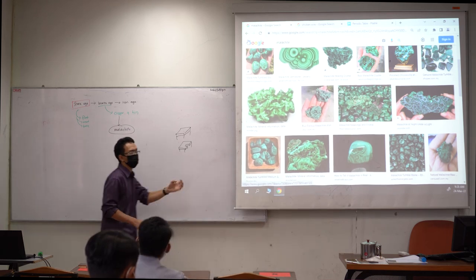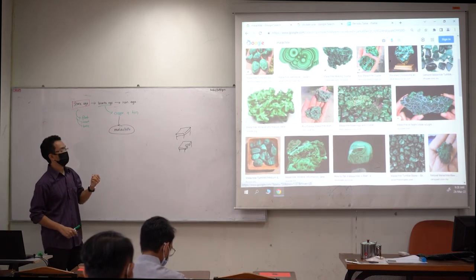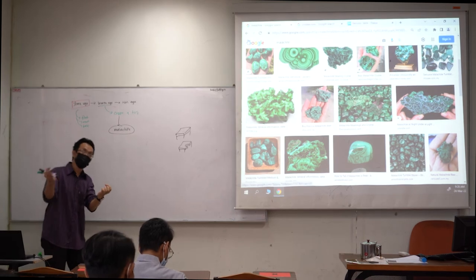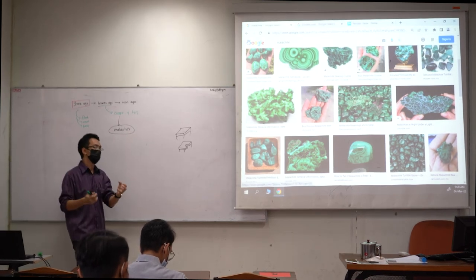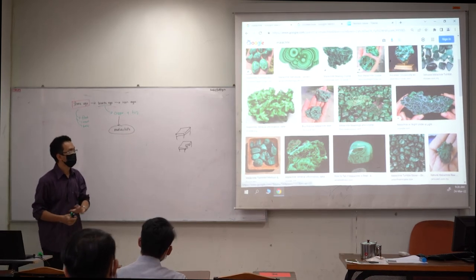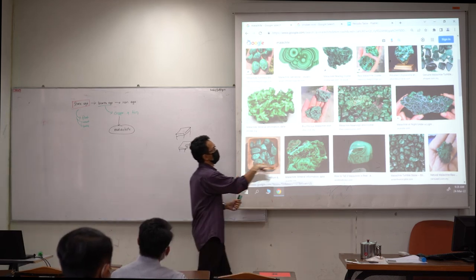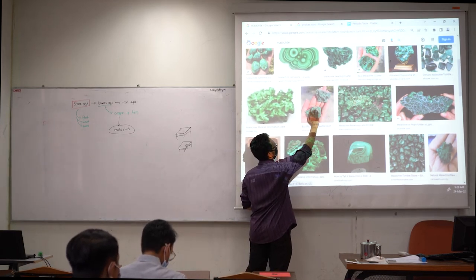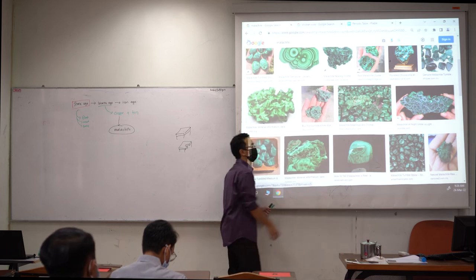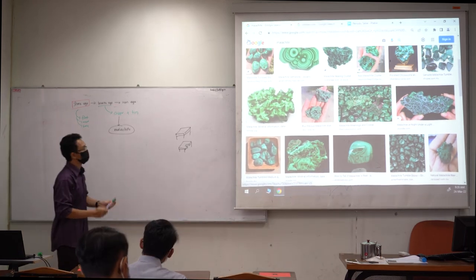So how did they get copper out of this? Because when copper reacts with the oxygen in the atmosphere, it creates copper oxide. This is why you get copper oxide on the rock lah, the greenish thing. So you want to extract that.